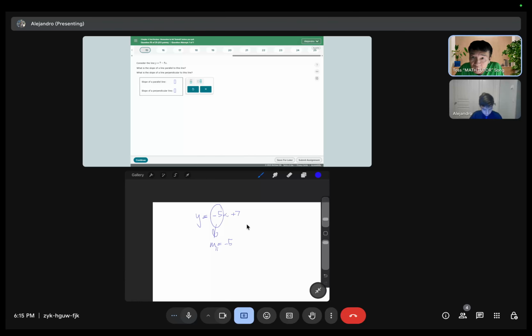Let's see, what is the slope of a line parallel to this? It's going to be -5. Is that okay? Yeah, the first one. And what is the slope of the line perpendicular to this line? What do you think? So I'll do m perpendicular. I think it'll be positive 1/5. Yes, so that's it for sure. Very good.